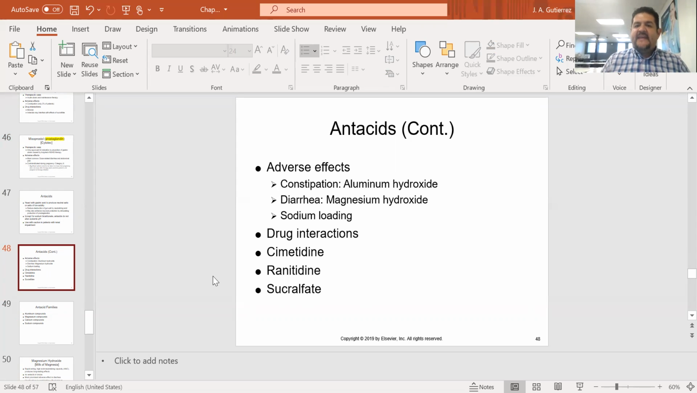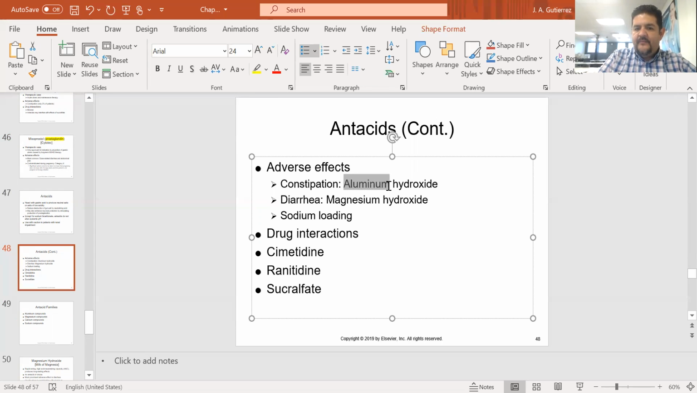Now, regarding the antacids, the main components are minerals like aluminum, magnesium, and sodium. And here's where we have to be careful with a patient. Regarding antacids with aluminum, the adverse effect is going to be constipation. We need to let that patient know that when they take this type of antacid, aluminum, they're going to have constipation. If the antacid has magnesium, they're going to have diarrhea.